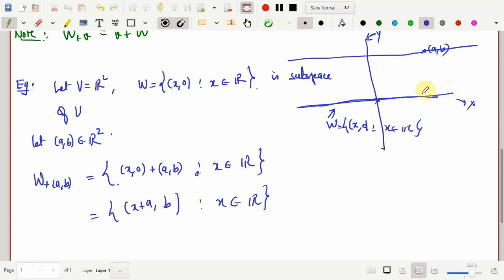Okay, and it is very easy to observe that this is again a subset of R2. Okay, but this need not be a subspace of R2, because as you can see, if this (a, b) is not the origin, if it is not (0, 0), then this line is not passing through the origin (0, 0), and you will observe that (0, 0) may not lie in the coset that is generated by a fixed point.